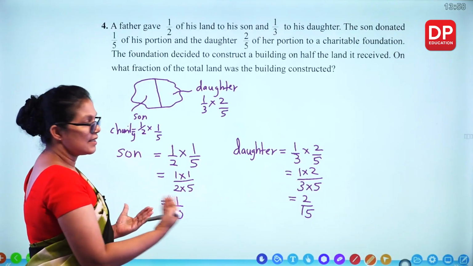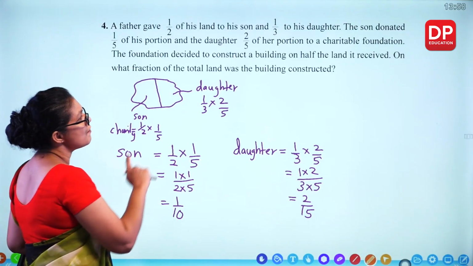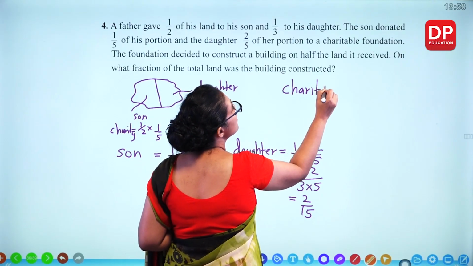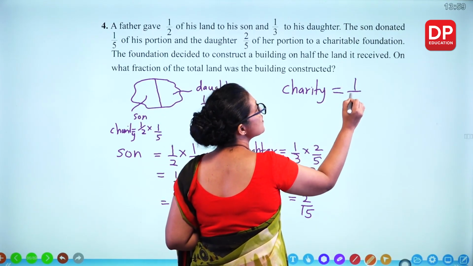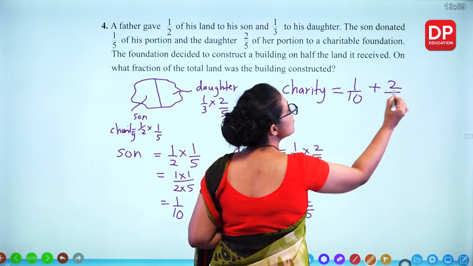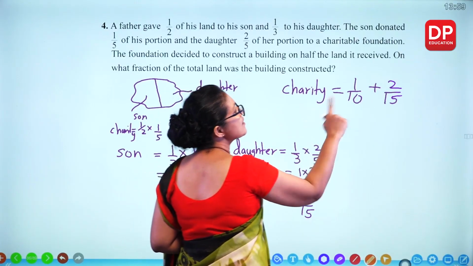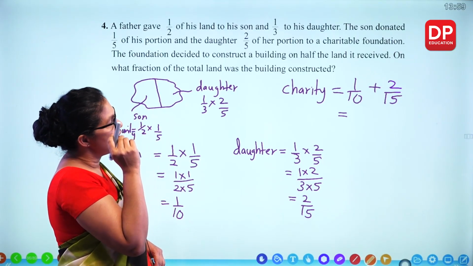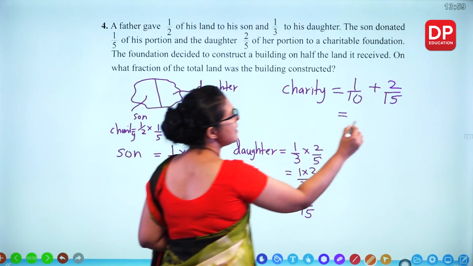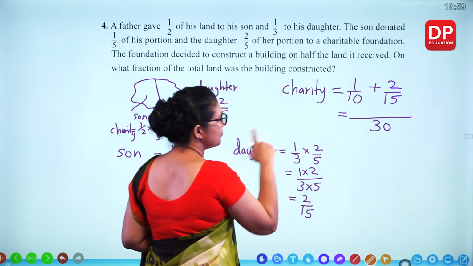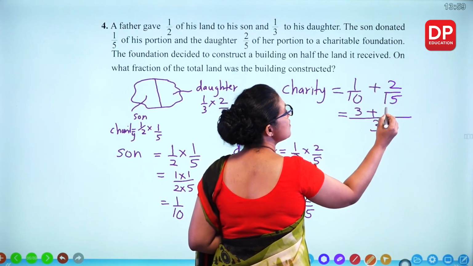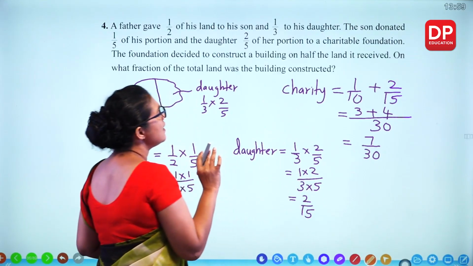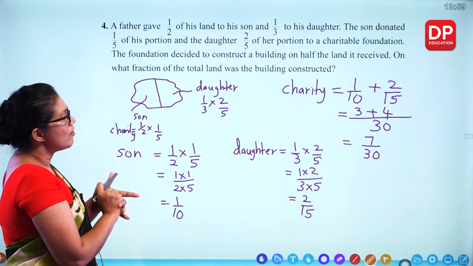And the total from the son and daughter to the charity. So charity people got 1/10 of son's part and 2/15 of the daughter's part. What's the common denominator? Lowest common multiple of 10 and 15. You can convert to 30. 30 is the lowest common multiple. Get 3 here, and this is 2 times 2, 4. So 7 over 30. That's the land that Charity got.